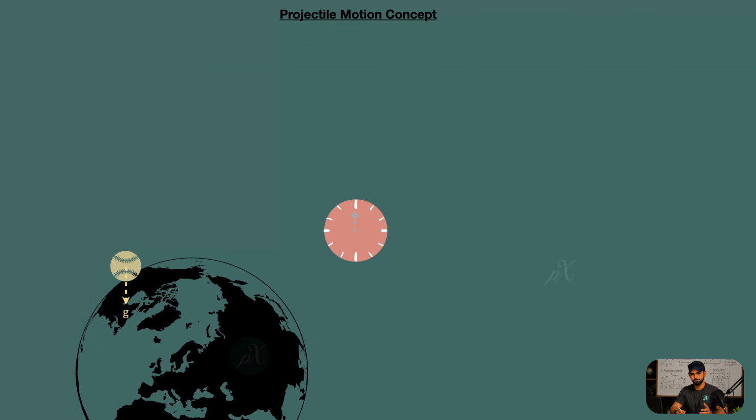Before we jump straight into the solution, let's quickly revise a few important concepts of projectile motion first. Once we launch the ball at some angle, Earth's gravity immediately starts pulling it downward. This gravitational force produces an acceleration called acceleration due to gravity, or simply g, acting vertically downward. Now, the total time for which the ball remains in the air is called the time of flight. And during this entire time, notice carefully, the ball is moving both horizontally and vertically at the same time.